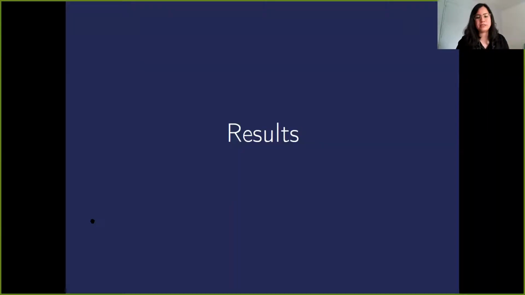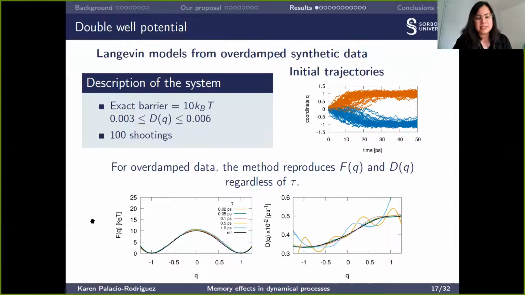So I will show you some results, first in a benchmark system and then in an application. This benchmark system is a double well potential. Here, first we did an obvious check, in which we only want to know if we are able to obtain consistent Langevin models. It means, if we start from overdamped synthetic data that we generate with the same equations, are we able to reconstruct consistent Langevin models?